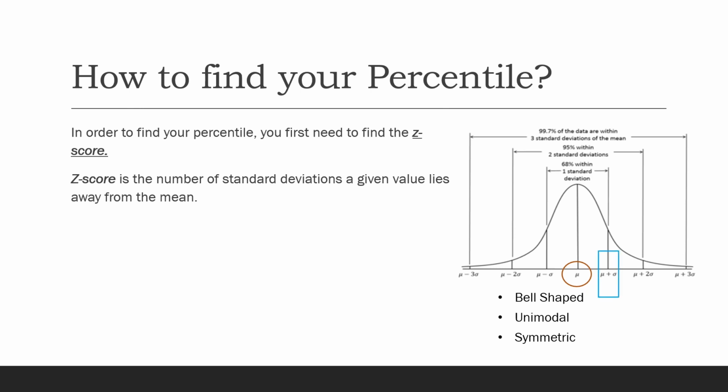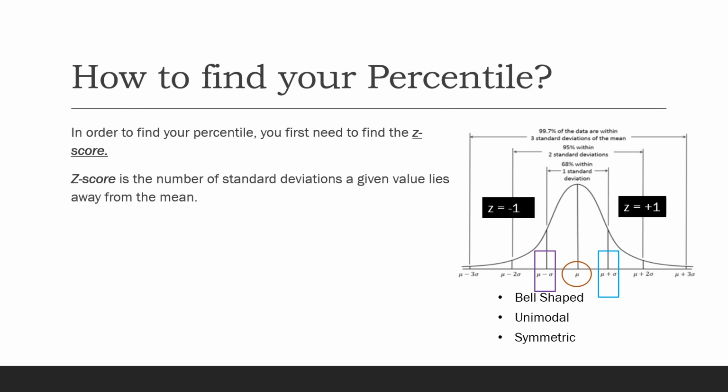The blue rectangle represents the data that lies one standard deviation away from the mean. From our definition of a z-score, we saw that it is the number of standard deviations a given value lies away from the mean. In this case, since the blue rectangle lies one standard deviation away from the mean, it has a z-score of +1. Similarly, the purple rectangle also lies one standard deviation away from the mean. But in this case, it lies towards the left, and hence we have a z-score of -1.